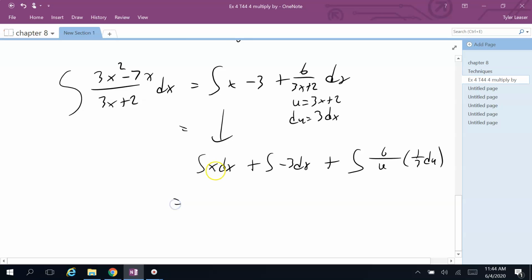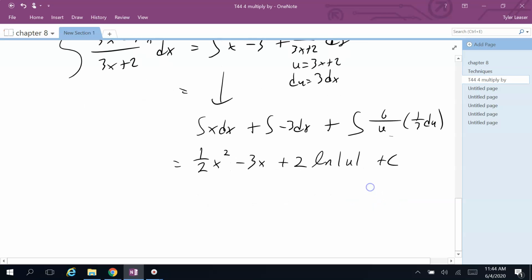So then just doing the antiderivative of each of these, x is going to go to 1/2 x squared. Negative 3 is going to go to negative 3x. Be careful with this one because I don't think we've seen one like this in the class. The 6 and the 3 cancel out to be 2. And then 1 over u has antiderivative of the natural log of the absolute value of u. Do not forget to substitute out the u, though. You never want to leave a u substitution in your final answer. So we have the 1/2 x squared, the negative 3x plus the 2, and it's going to be the natural log of our substitution. Remember that u was 3x plus 2. You also have to have the absolute values. Don't forget to write those out.